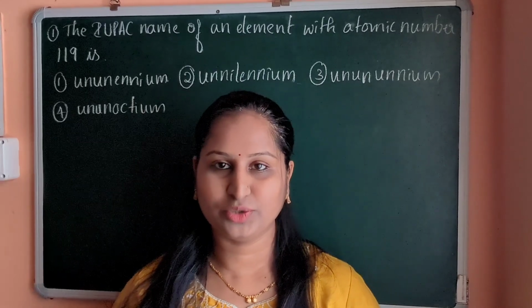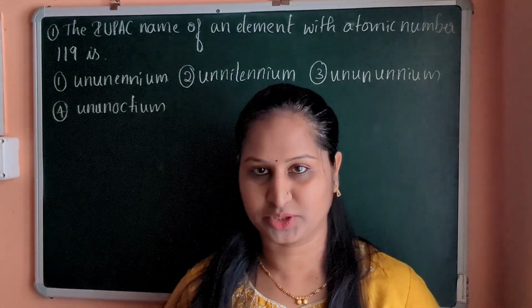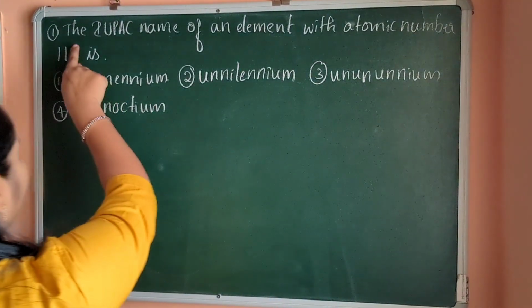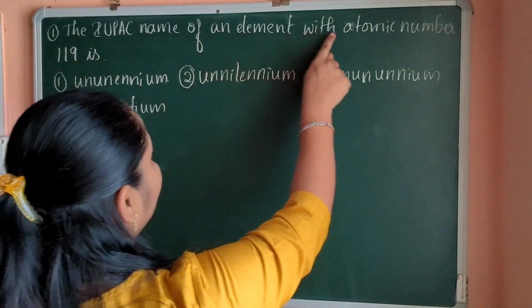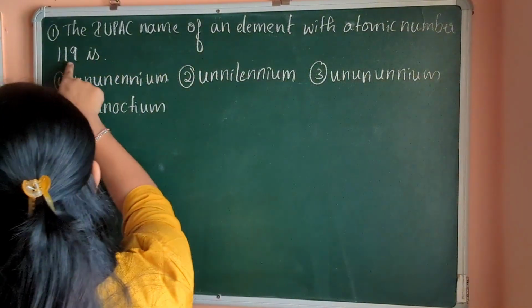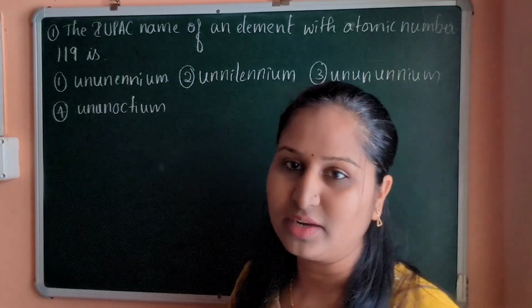This question is from NEET 2022. Let me read out the question. The IUPAC name of an element with the atomic number 119 is, that is 119 is.